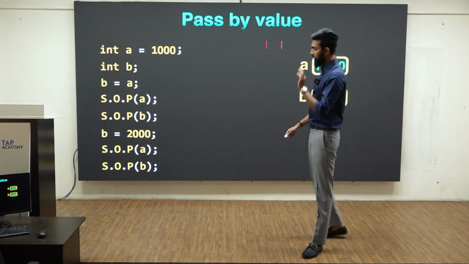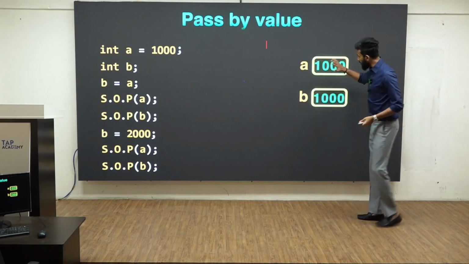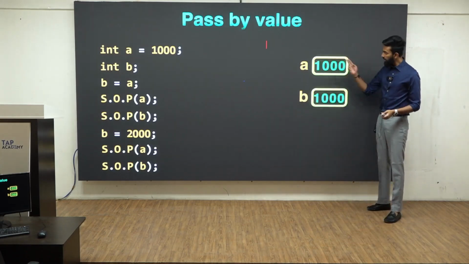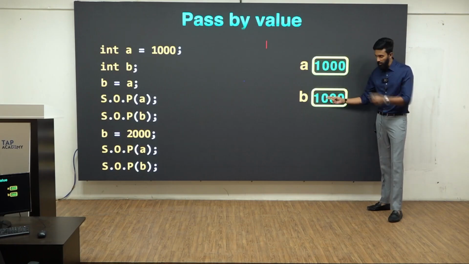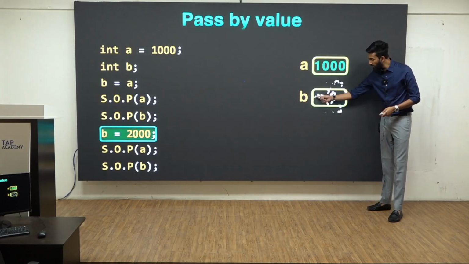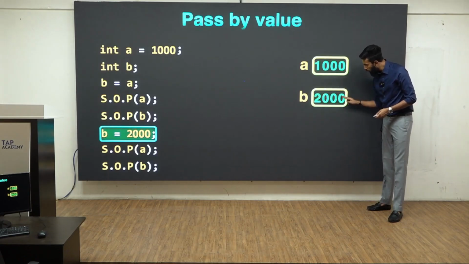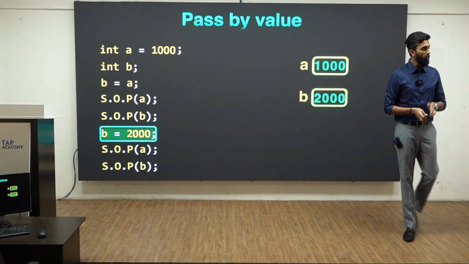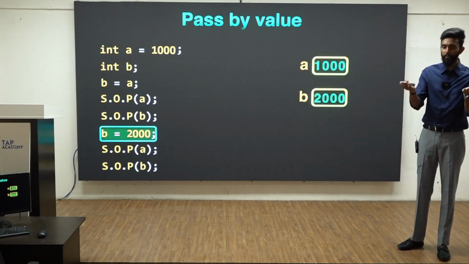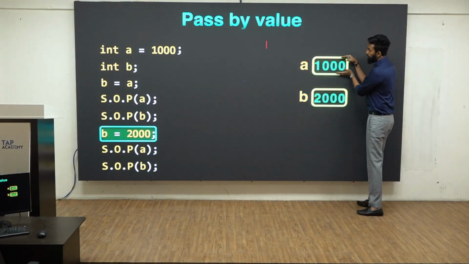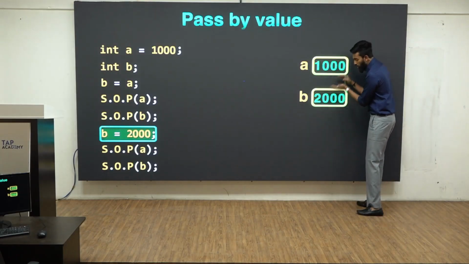Please understand, friends, a is a different copy, b is a different copy. Tell me, am I changing a or am I changing b? B. Now if I change b, why do you think a will change? Because a is different, b is different. Think of it this way: a is the original, b is a Xerox. You change the Xerox, will the original change?